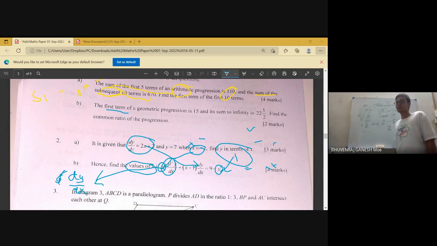But you can also notice from the equation given, you just do dy/dx of the equation. Let's say y equals 2x plus 8. You know dy over dx is 2, right?